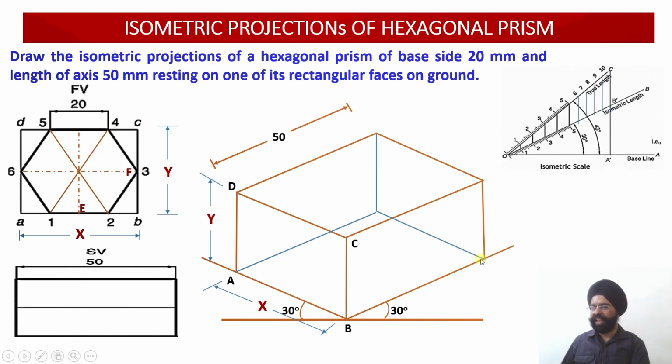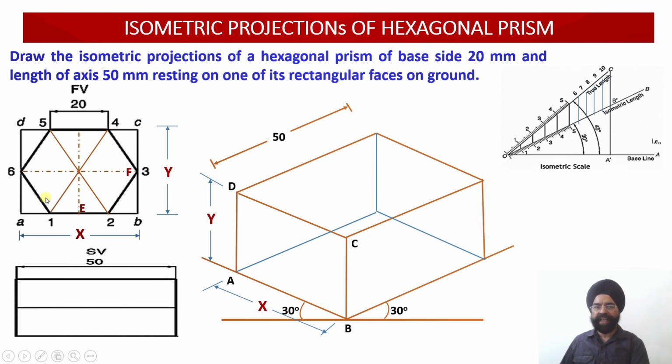Similarly, this is the axis length 50, so this is also 50, this is also 50 and this is also 50. So what is this figure? This is a rectangular prism. So within this rectangular prism, this is the front face, this is the back face.